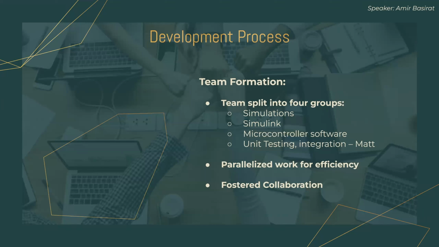At the start of our project, we split our team into 4 main groups to work better. These were the Python simulation group with Amir, Ben, and Grant, the Simulink group with Austin and Joe, the microcontroller group with Ben, Grant, Isaak, and Saimon, and also the unit testing and integration with Matthew. This way we could work on different things at the same time, making us faster and more efficient.